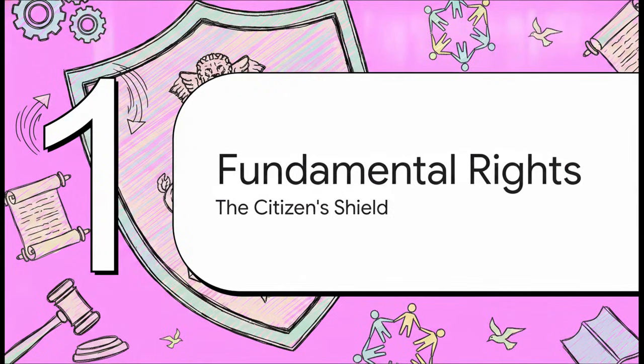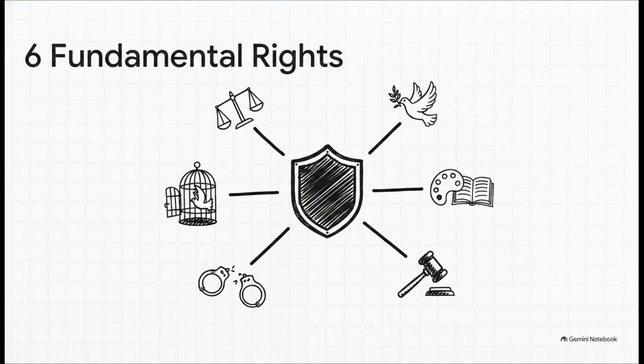Okay, let's jump right into Part 1, the Citizen's Shield, otherwise known as fundamental rights. You'll find these right in Part 3 of the Constitution, from Articles 12 through 35. Think of them as your ultimate shield, specifically designed to guard your freedom, equality, and dignity from any kind of overreach. And they're grouped into 6 main buckets.